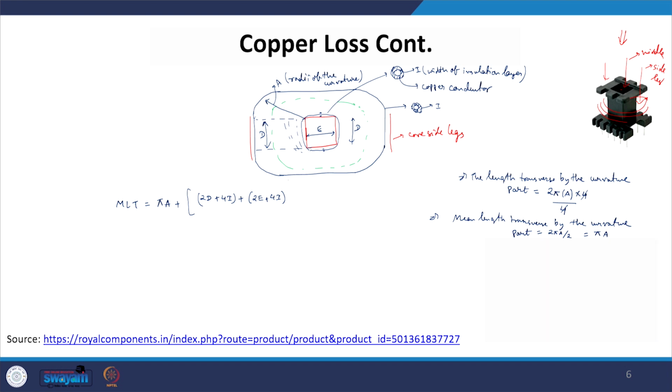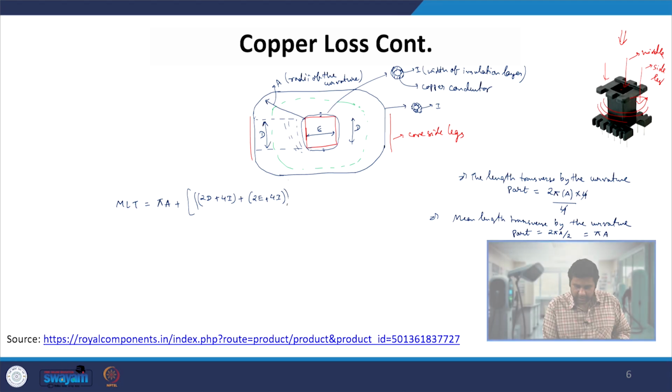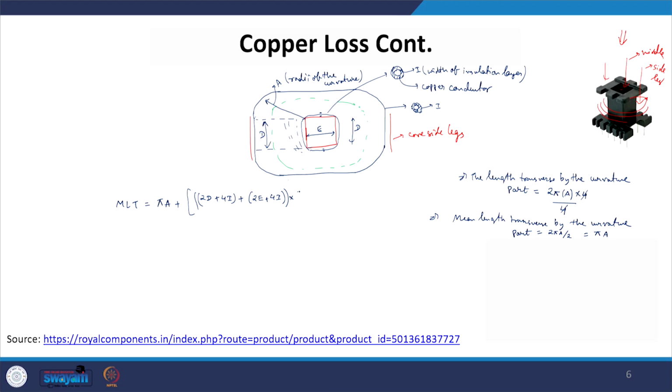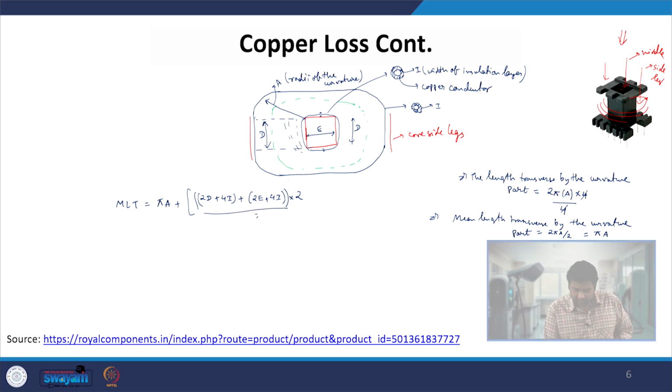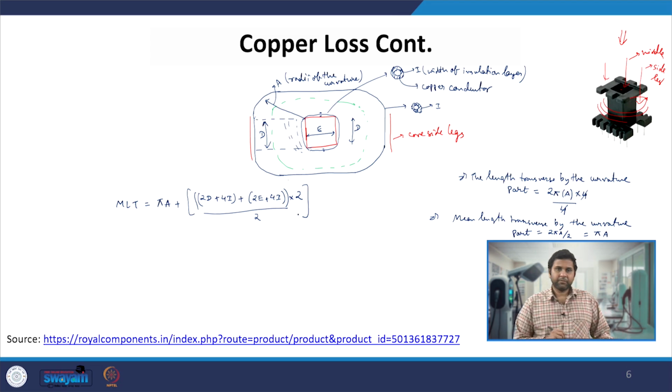And since we have to do the mean length, we can take this side and this one side, second side we can take 2, since one will be on the inner side, another one will be at the outermost side, so it is multiplied by 2, and then finally we have to take the mean value, so it is divided by 2.